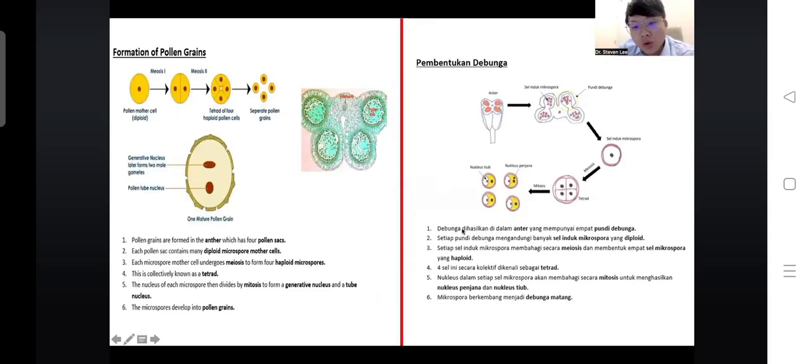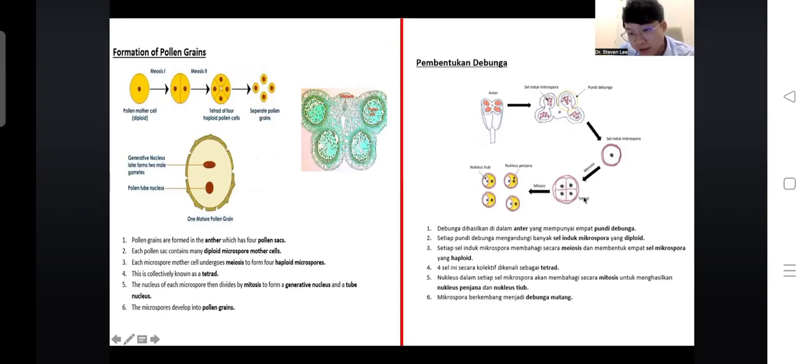Okay? So, debunga dihasilkan di dalam anter yang mempunyai 4 pundi debunga. If you look at the anther, you can see there are 4 pollen sacs inside. Setiap pundi debunga mengandungi banyak sel induk mikrospora yang diploid. This is the first one, sel induk mikrospora. Setiap sel induk mikrospora membahagi secara meiosis dan membentuk 4 sel mikrospora yang haploid. When they undergo meiosis, they form 4 haploid microspores, isn't it?